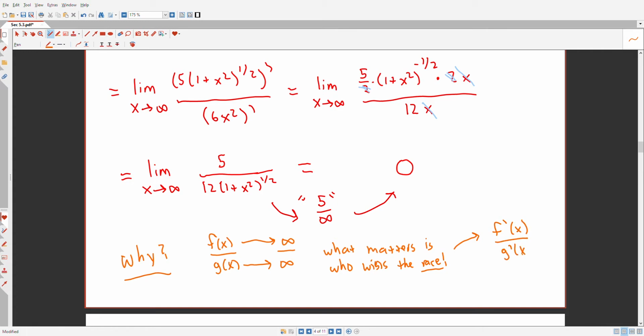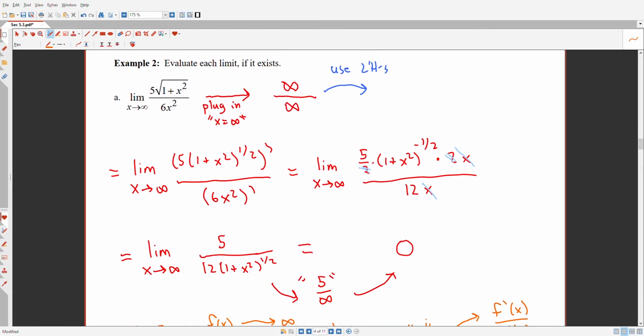So if I go back and look at example 2a, what this limit tells me is that this denominator function was going to infinity so fast, it more than compensated for the fact that the numerator was also becoming infinite. The denominator was going to infinity so quickly that the whole thing still went to 0.